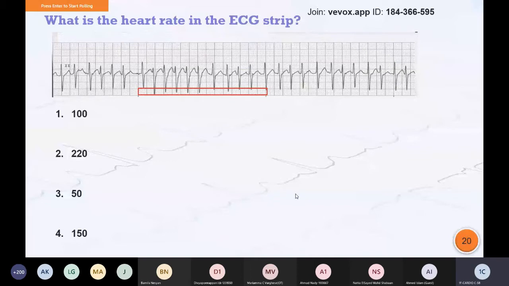So what if the heart rate or the rhythm is irregular, like this one? I tried to make it easy for you. I drew this box for you, which represents only 3 seconds. So the QRS complexes that you can count in this box represent only 3 seconds. Now we will start the question. Start to respond, please.